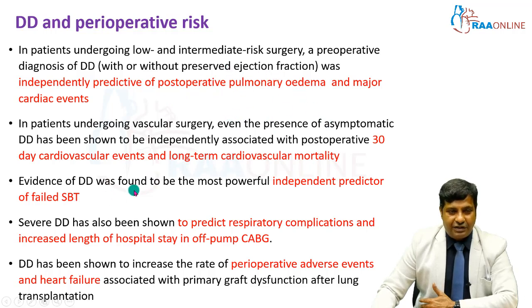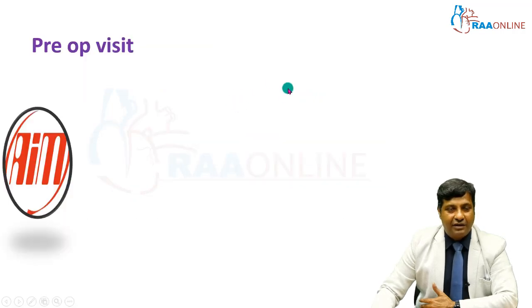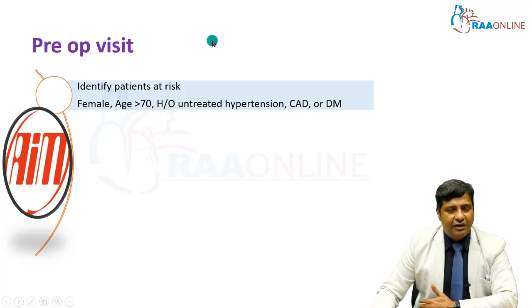they are considered an independent predictor for failed weaning trials. Now, having understood the impact of diastolic dysfunction on patients who are going to undergo surgery, what is going to be your goal, or what are the things you need to assess during the preoperative evaluation? What is your aim? As I have already told, these patients are often asymptomatic at rest, so it is our duty to identify the patients who are at risk.